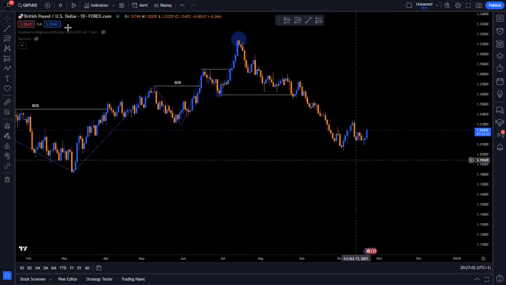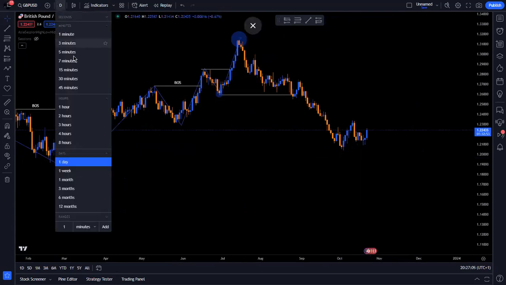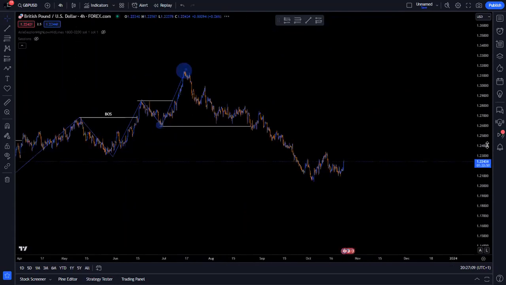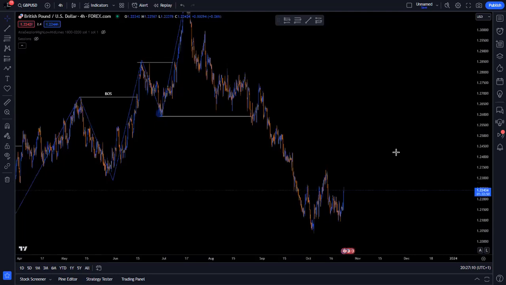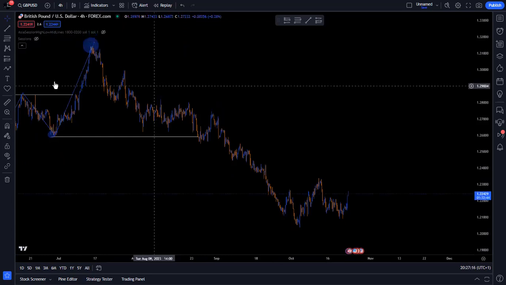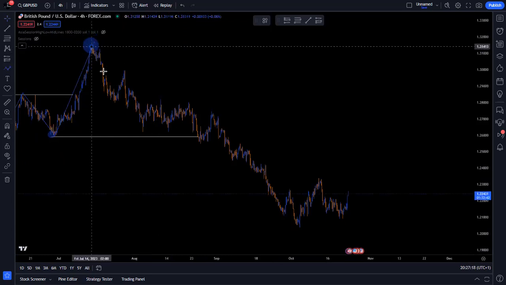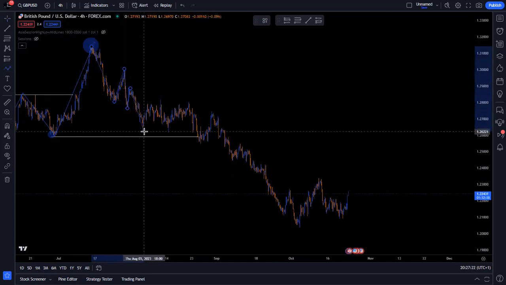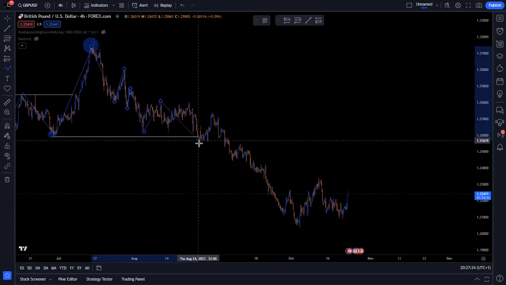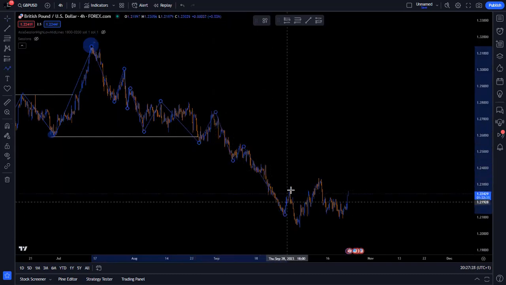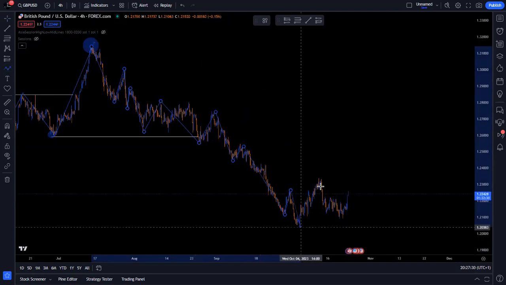All right. Now, let me go down to H4. Now, in H4, all right, we can see the downtrend structure. You can see the downtrend structure. We have what? A high, low, lower high, lower low, lower high, lower low, lower high, lower low, lower high, lower low, lower high, lower low, lower high, and then something happened at this point.